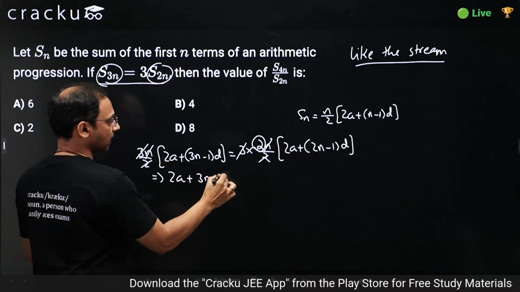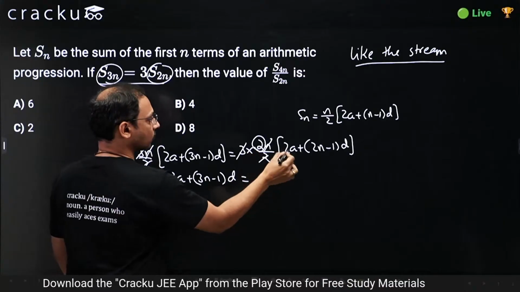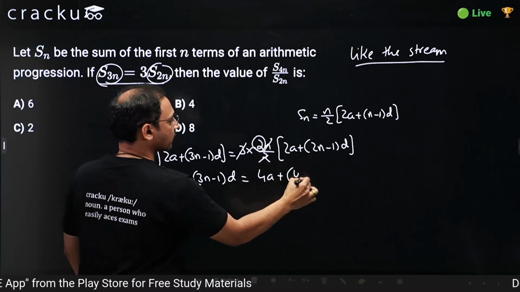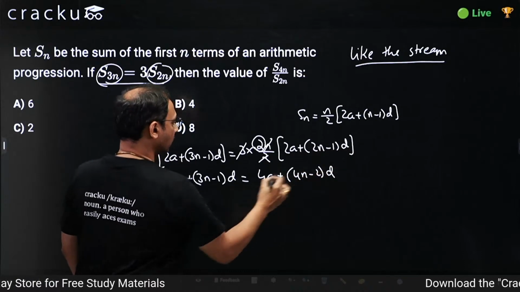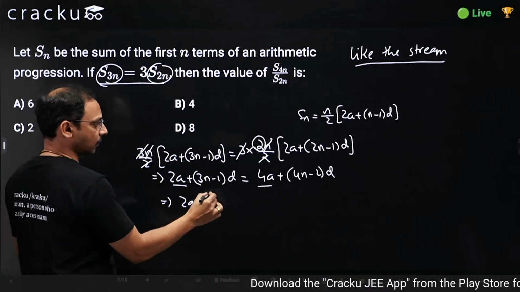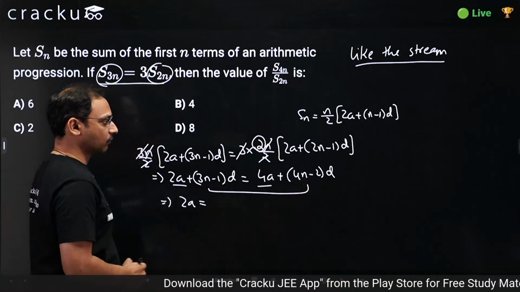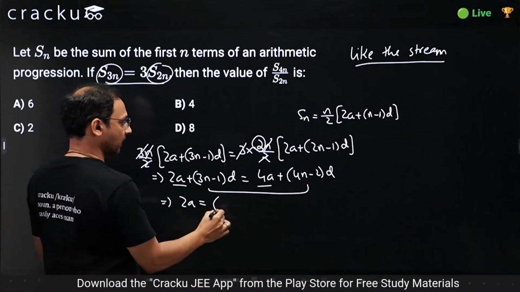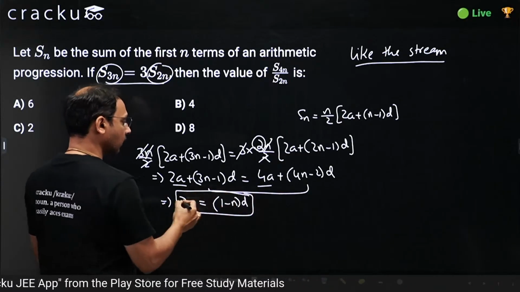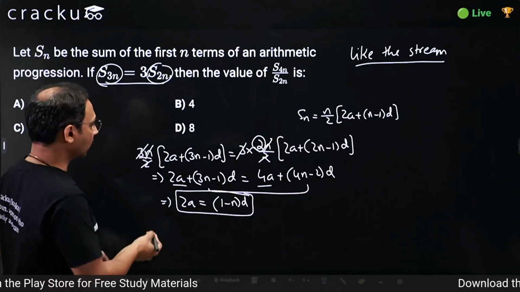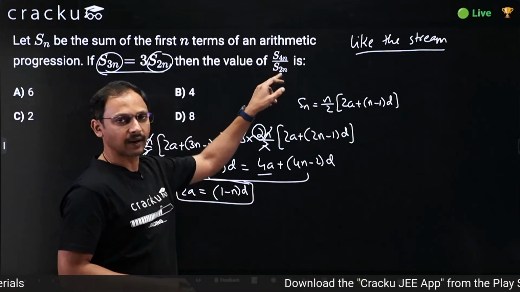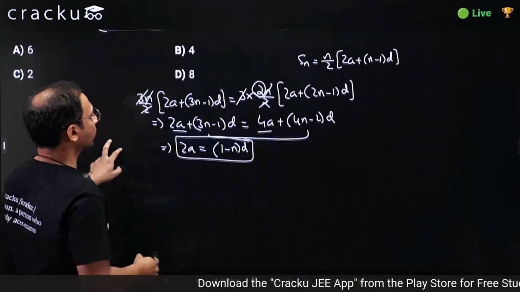2a plus 3n minus 1 into d will be equal to, multiply by 2, 4a plus 2 into this will give me 4n minus 2 into d. We get 4a minus 2a is equal to 3n minus 1 minus 4n minus 2 will give me 1 minus n into d. So I got the ratio between a and d, or the relation between a and d. Now with this relation, we are going to find S4n by S2n.